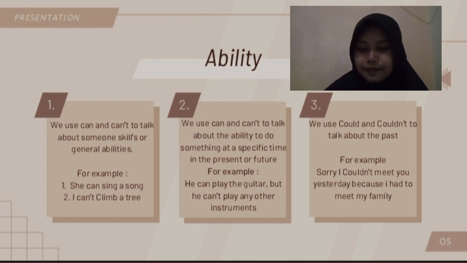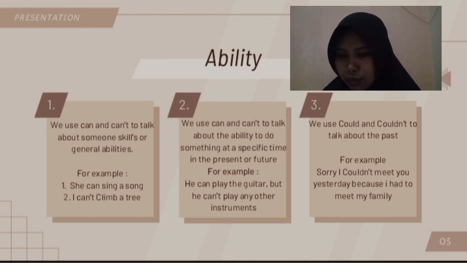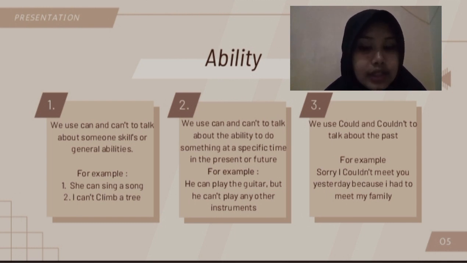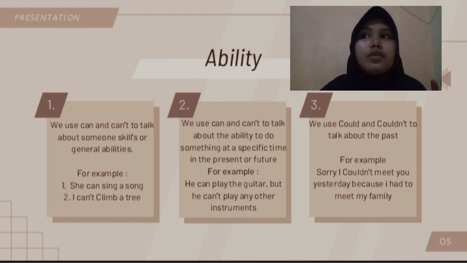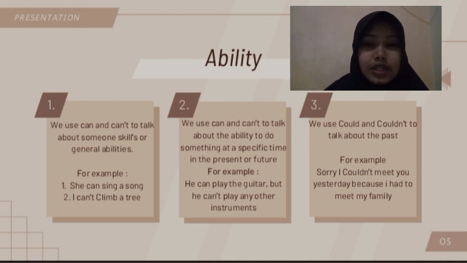Okay, we move to the third material, that is ability. In ability we use two modals, that is can and could. For the first, we use can to talk about someone's skill or general abilities. For example, she can sing a song, which means her ability is singing a song, because maybe she has a beautiful voice.